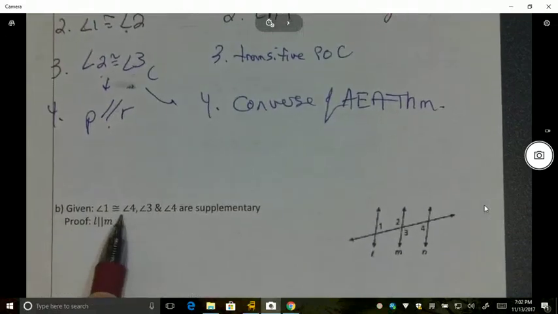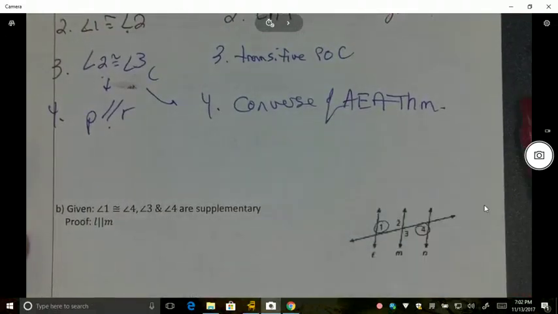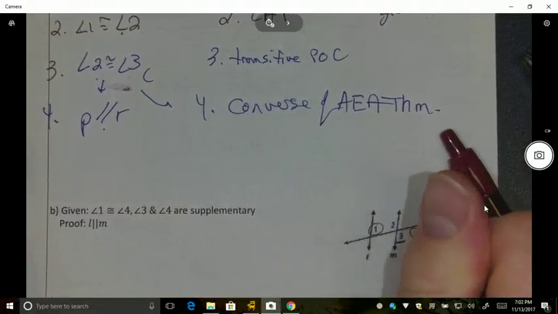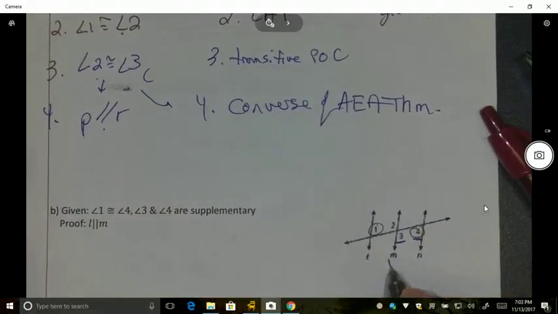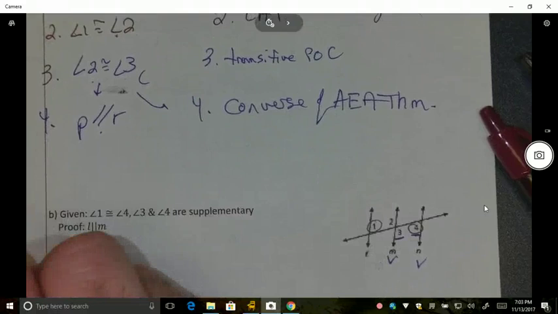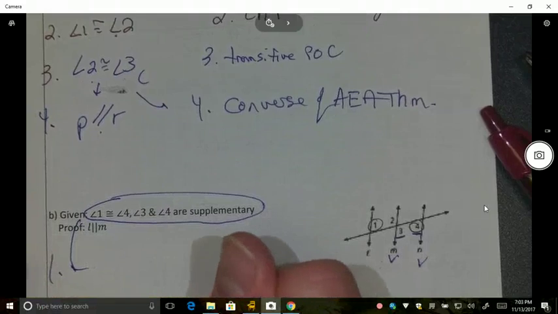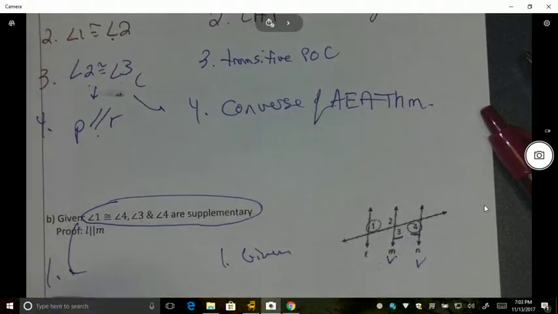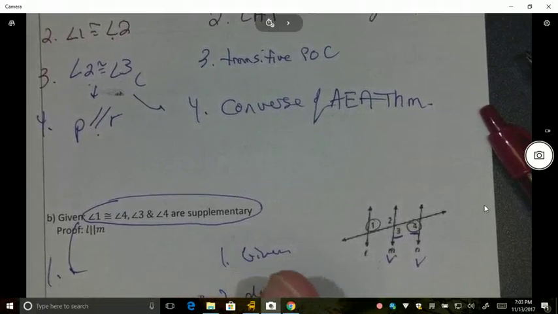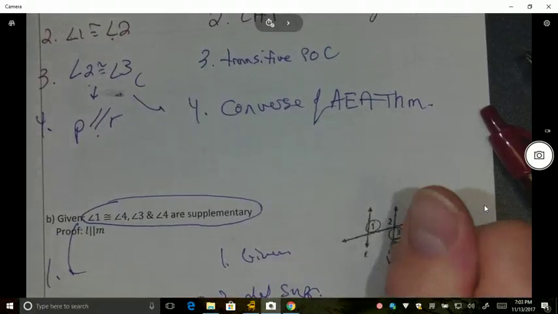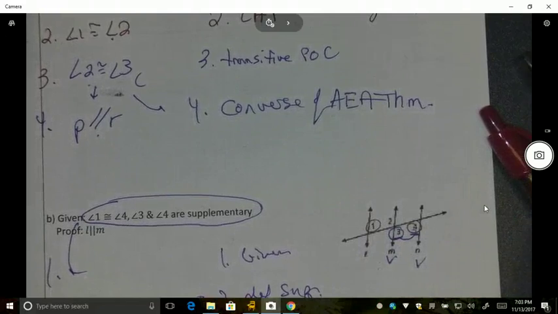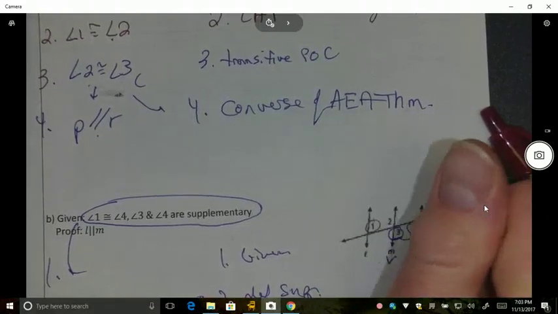Letter B, given 1 and 4 are congruent, and given 3 and 4 are supplementary. Well, if 3 and 4 are supplementary, we're going to be able to make a statement about M and N. We're supposed to prove L and M are parallel, actually. So there's line 1. I'm going to put both of my givens there. They did tell me 3 and 4 are supplementary, so I'm going to write an equation from that. That means that 3 and 4 must add to 180 degrees by definition of supplementary. So I've got an equation established linking 3 and 4. That's awesome. They also gave me a congruent statement linking 4 and 1.